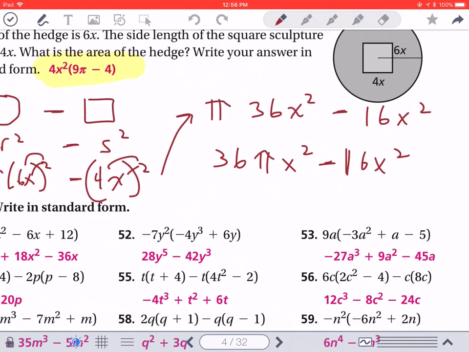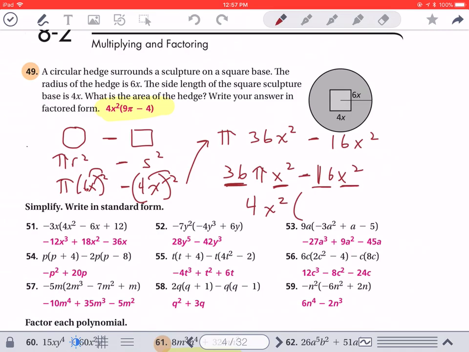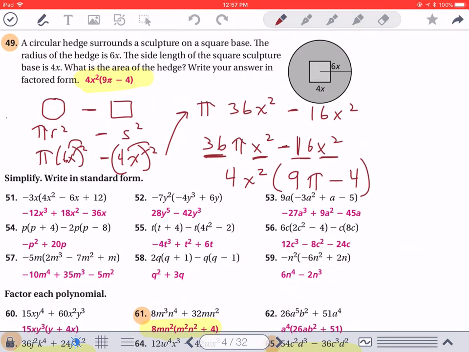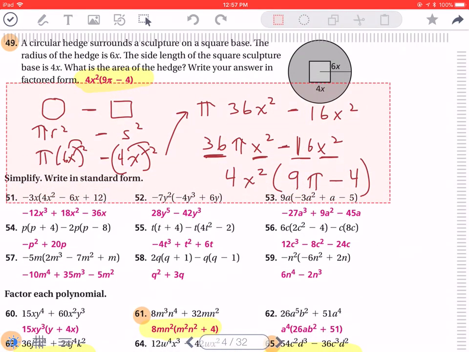And then I notice that they have an x squared in common. And then I can factor out a 4, which is the greatest common factor between these. So when I simplify that, that's going to be 4x squared. And this is going to be, I'm going to be left with 9 pi minus 4. So 9 pi minus 4.